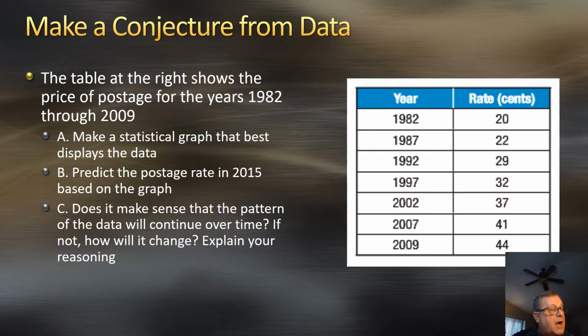And over on page 93 in your textbook, example 3, it says make a conjecture from data. Let's just read through and take a look at what we've got. It says the table at the right shows the price of postage for the years 1982 through 2009. And then we're asked to do 3 things. Make a statistical graph that best displays the data.